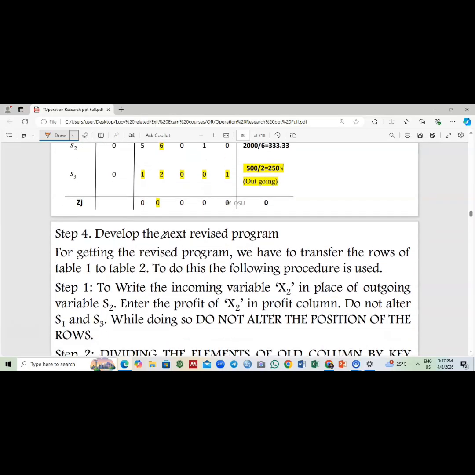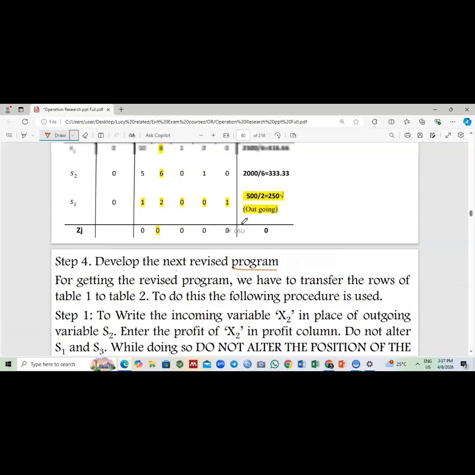So now develop the next revised program. For getting the revised program, we have to transfer the row of table 1 to table 2. To do this, the following procedure is used. I'm going to interchange table row. Transfer of the row of table 1 to row of table 2.